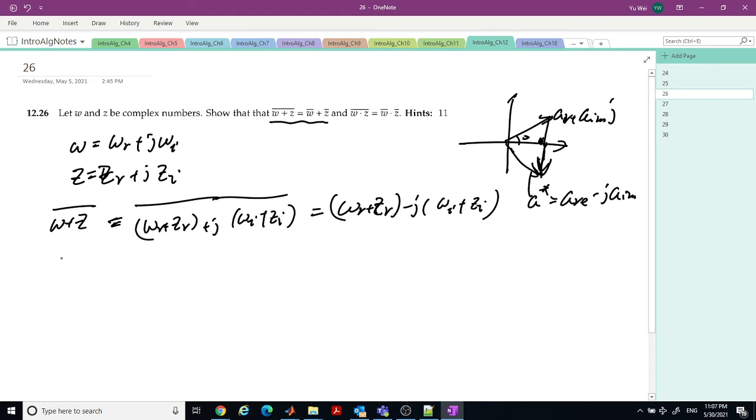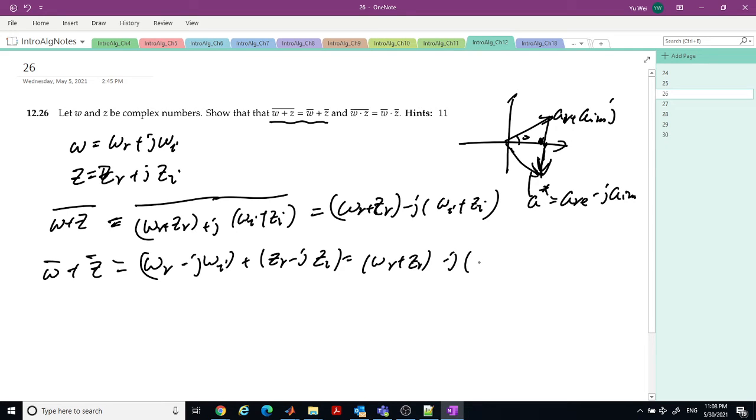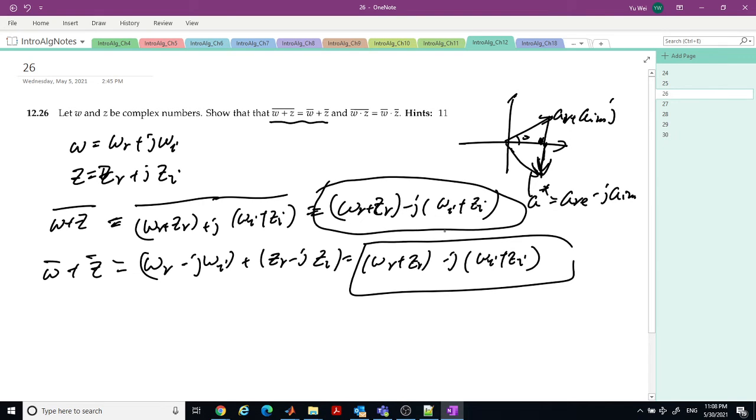Okay, and we can also use w conjugate plus z conjugate is equal to wr minus j of wi, then plus zr minus j of zi, also equal to wr plus zr minus j of wi plus zi. So these two are the same, right? So that means that the conjugate of w plus z is equal to w conjugate plus z conjugate, okay?